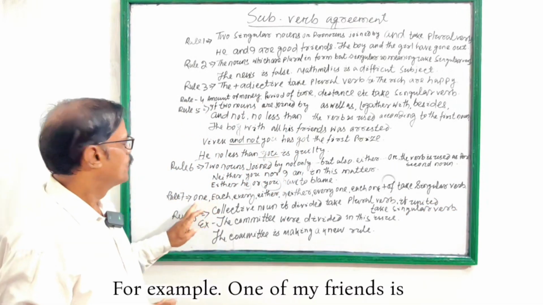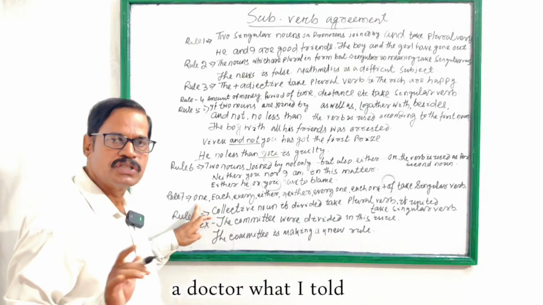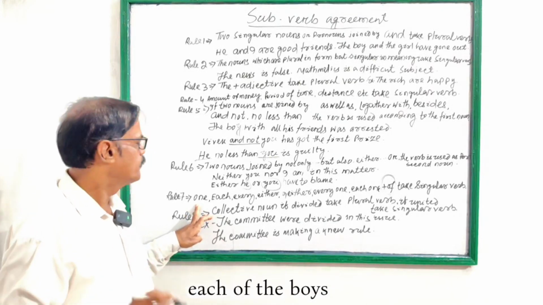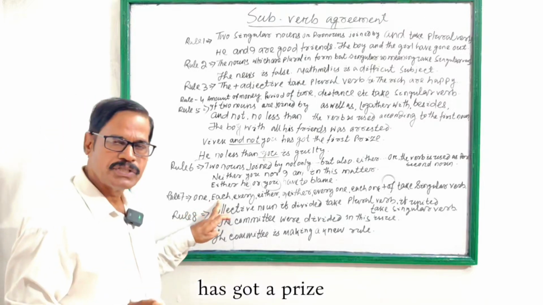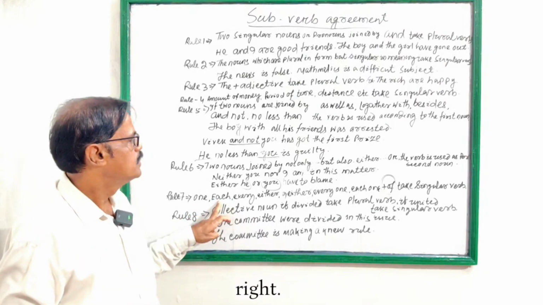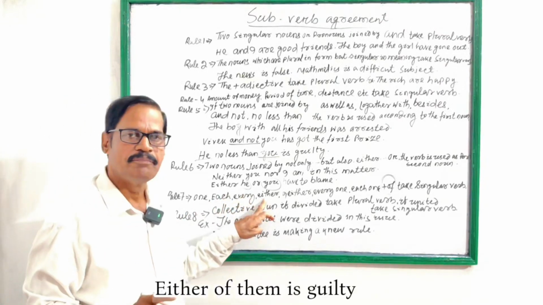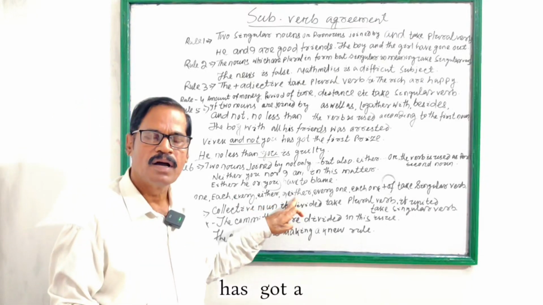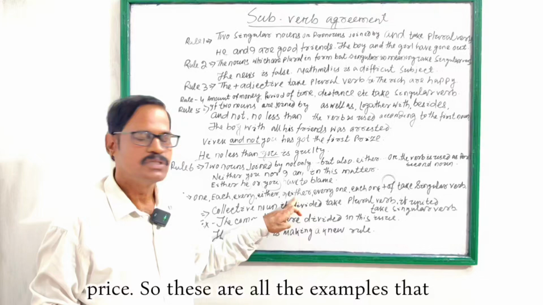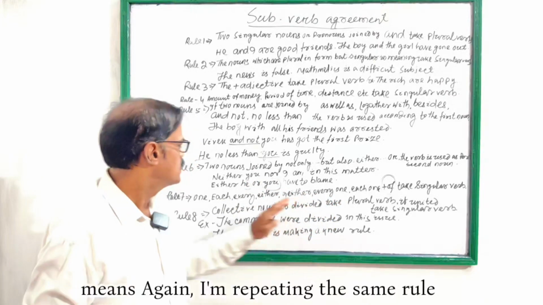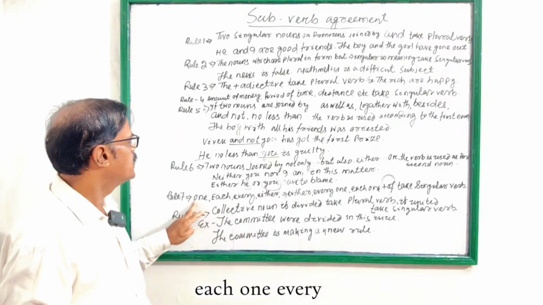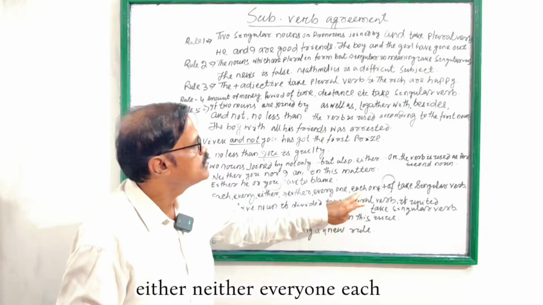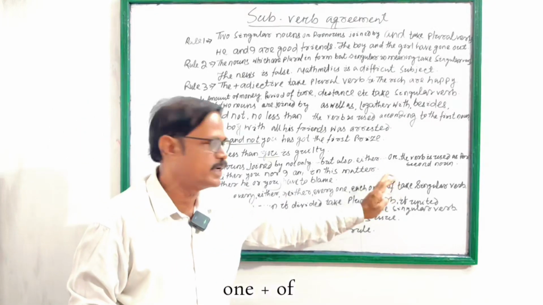For example, one of my friends is a doctor. What I told: one of my friends is a doctor. Each of the boys has got a prize. Either of them is guilty. Neither of them has got a prize. So these are all the examples. Again I am repeating the same rule: each, one, every, either, neither, everyone, each one, plus 'of', take singular.